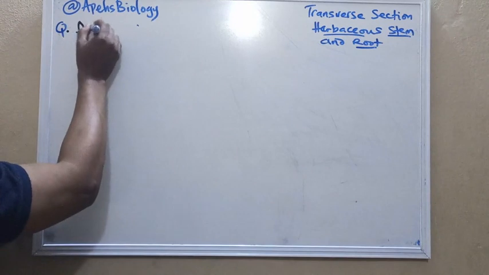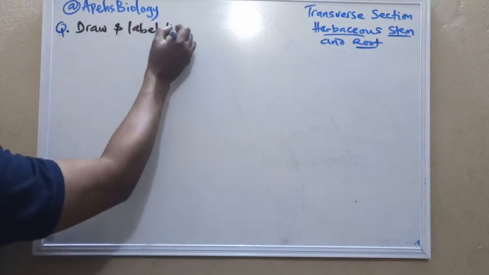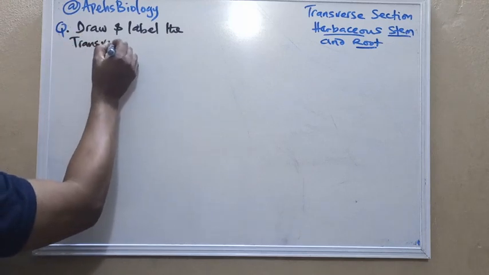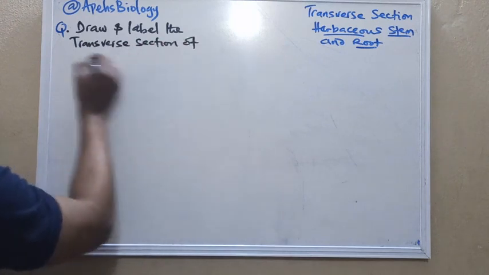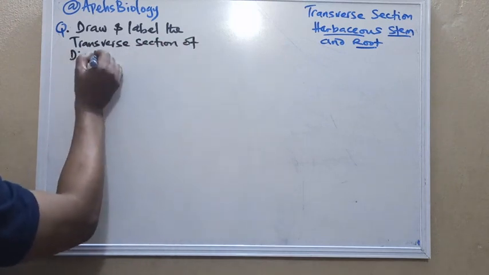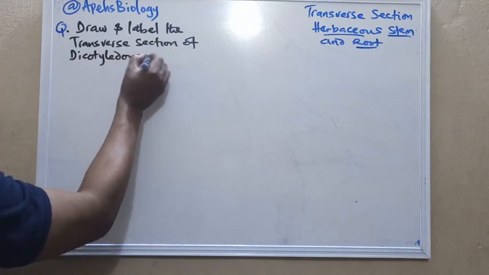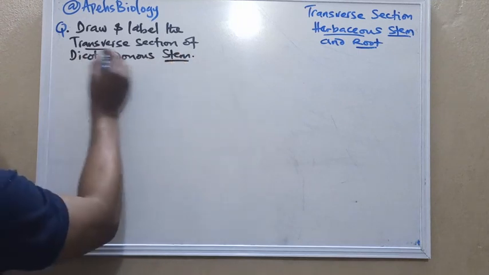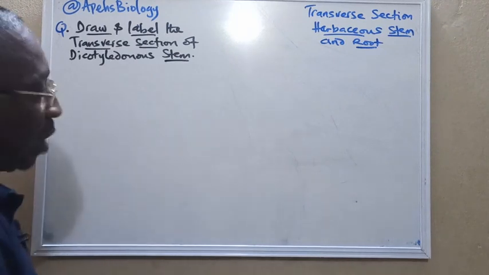It says, draw and label the transverse section of dicotyledonous stem. This time we're going to the stem, the transverse section we should draw and label. And to get that diagram out is very easy.